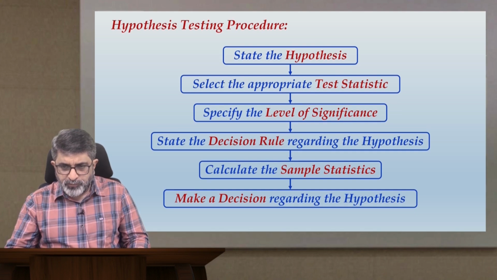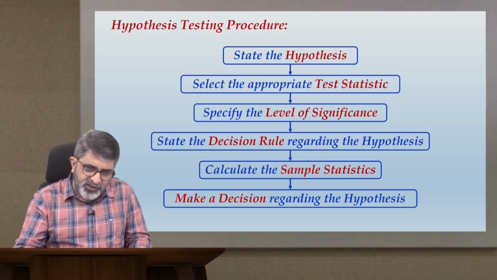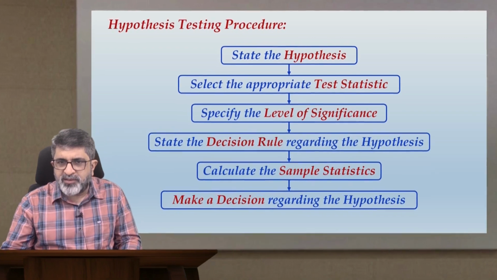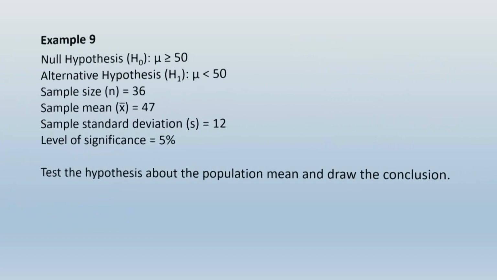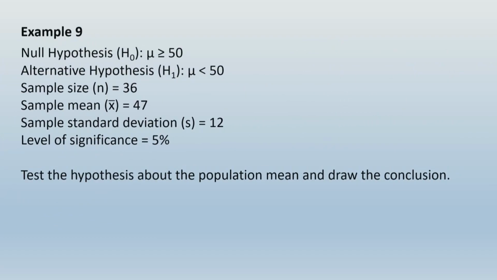So let's do one thing. Let us take up examples to understand this whole thing, and let us begin with example number 9. Now in this example, the null hypothesis, that is H0, and alternative hypothesis H1, the example itself is stating that. Fine. What is H1? Mu less than 50. What is H0? Mu greater than or equal to 50.